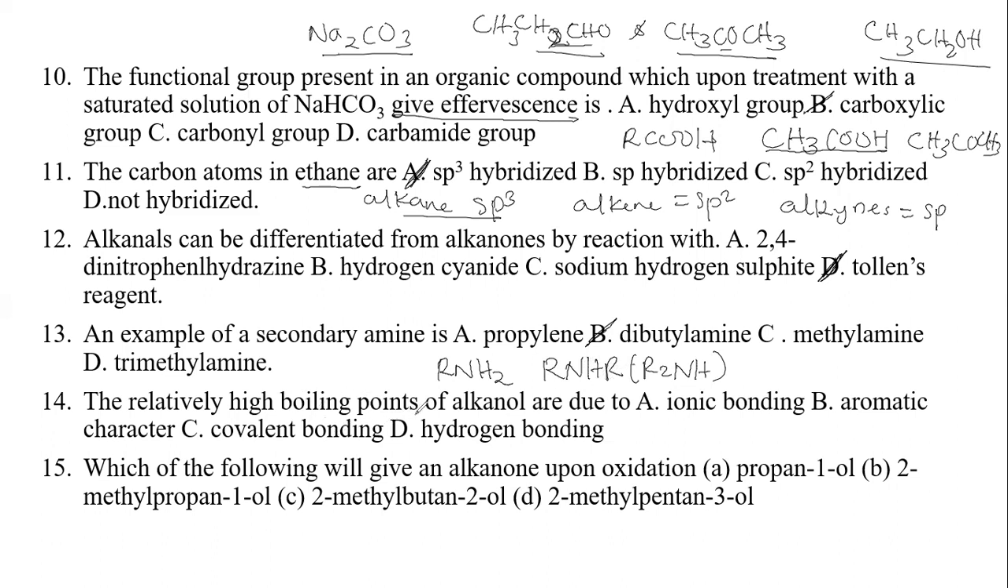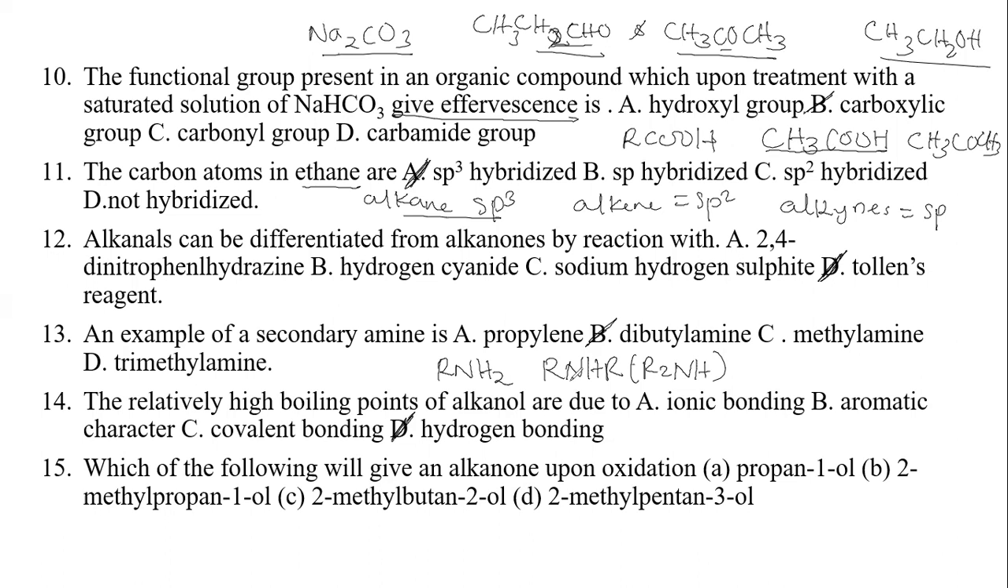The relatively high boiling points of alkanols are due to what? That is hydrogen bonding. Alkanols can form hydrogen bonds, and because of that, every alkanol will always have a higher boiling point than its corresponding alkane. For instance, pentanol will have a far higher boiling point than pentane because pentanol, an alkanol compound, can form hydrogen bonding. That's their property, due to the presence of the OH. So option D is the correct answer.